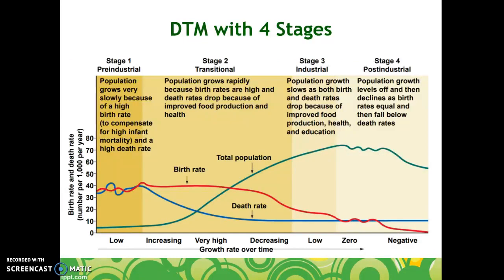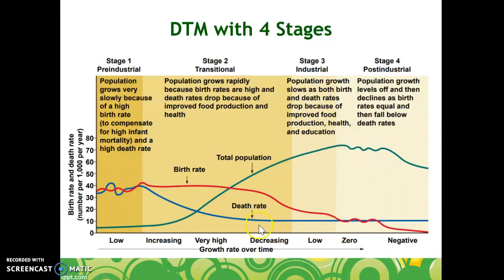So here's a demographic transition model with only 4 stages. You'll notice here in the pre-industrial stage, we have high birth and death rates and a very low population. Because it's growing slowly, we don't have a lot of people surviving for a very long time, so our population stays low. During that transitional stage, you have your population growing rapidly. Birth rate is staying high, but death rate is decreasing because there's improved food production, improved sanitation, improved health, so your total population starts to go up.